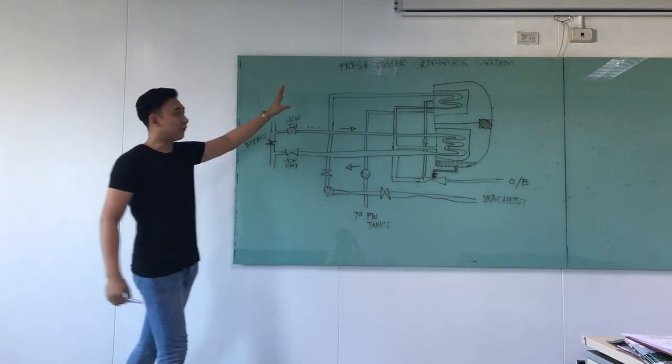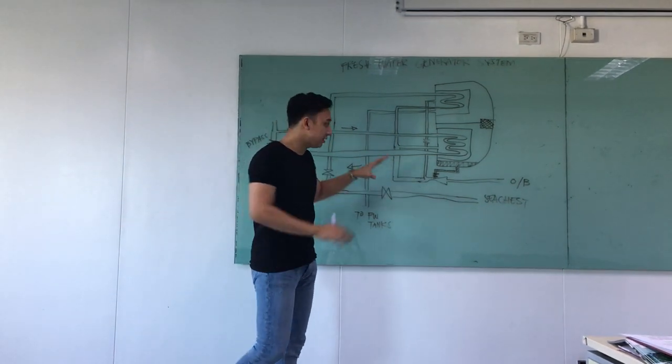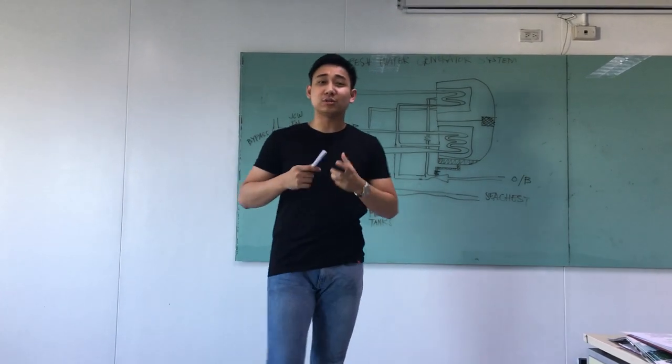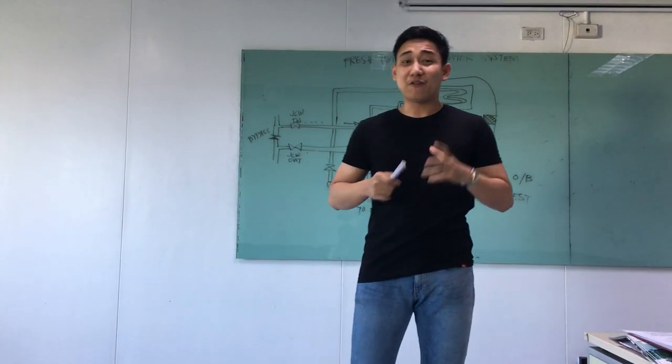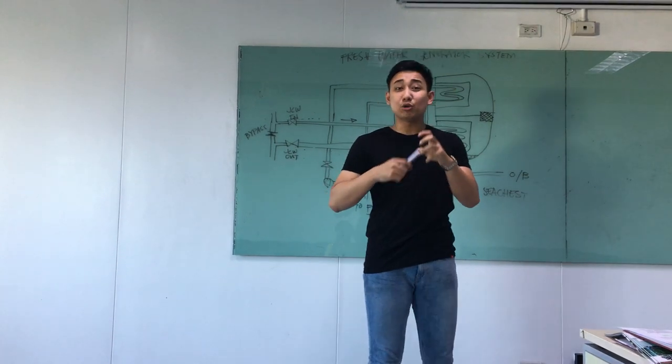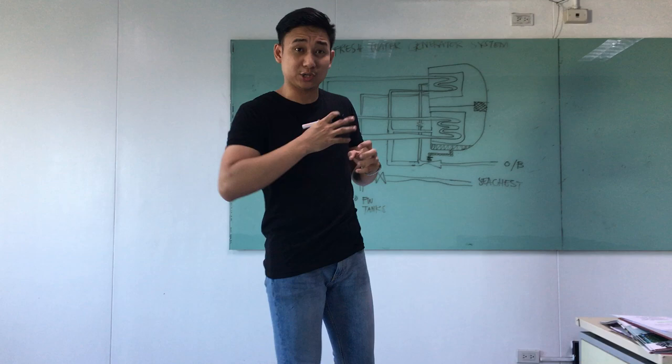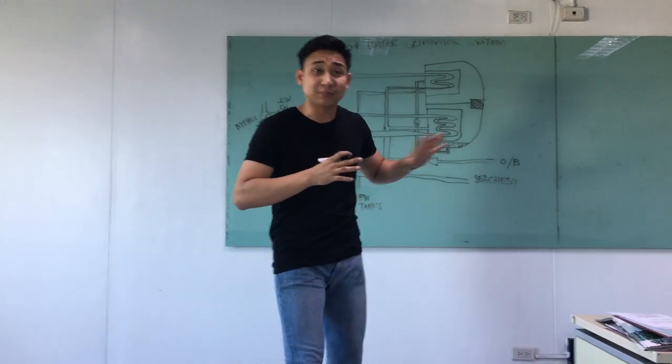Okay, so this is the fresh water generator system. This is the diagram. Now, first question is, how do we produce fresh water on board? Of course, you know that it is by the use of the fresh water generator. We convert the seawater into fresh water or distilled water by the process of distillation.